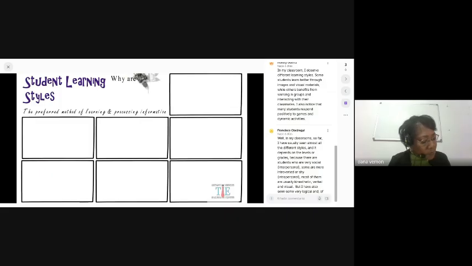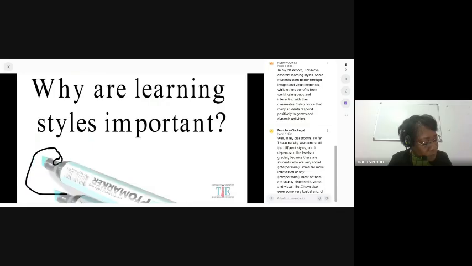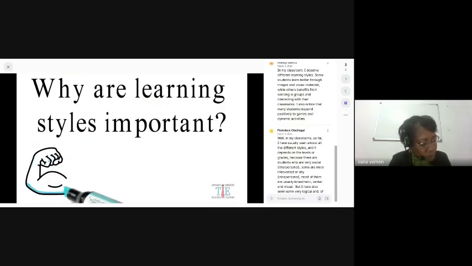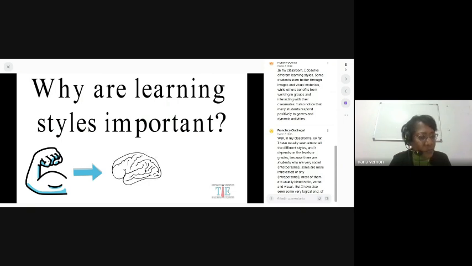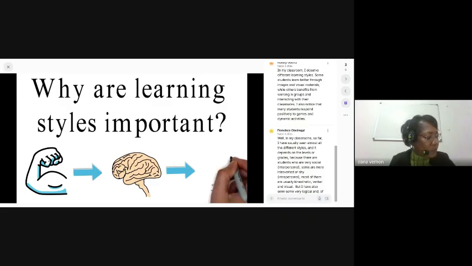Before investigating each style, let's answer the question, why are student learning styles so important? As teachers, it's important to know your students, especially their strengths. Teachers should want to know what is the best way to get an individual student to process and absorb information. Teachers can then use that information to help their students succeed academically.